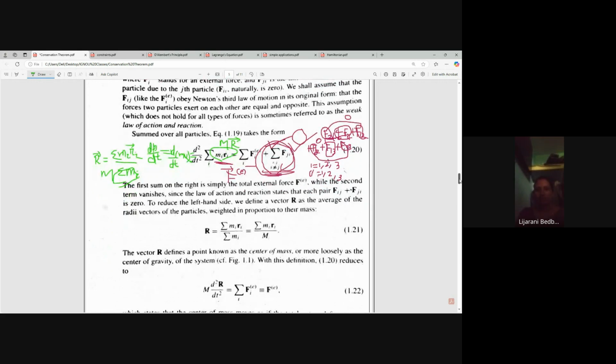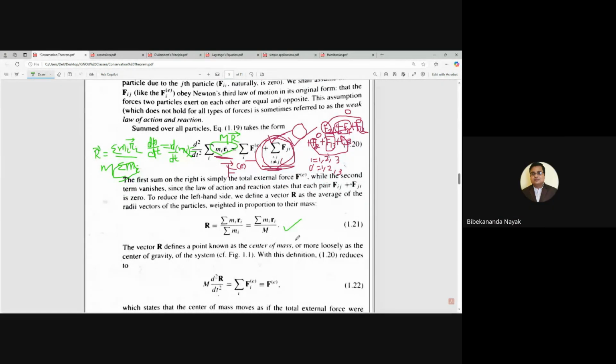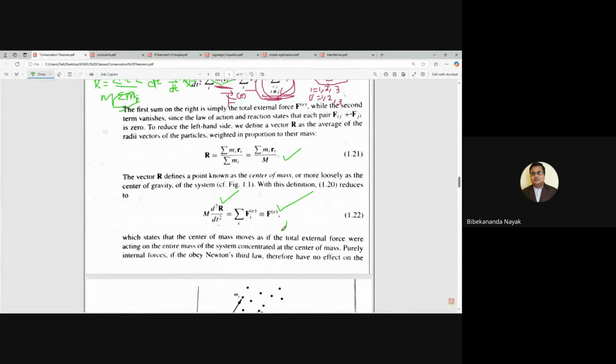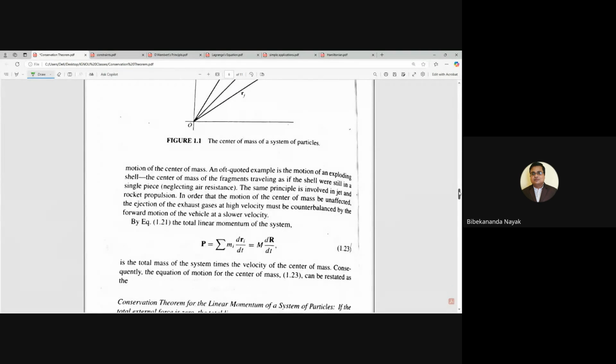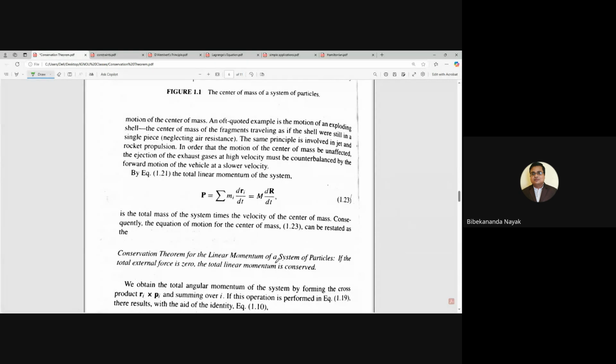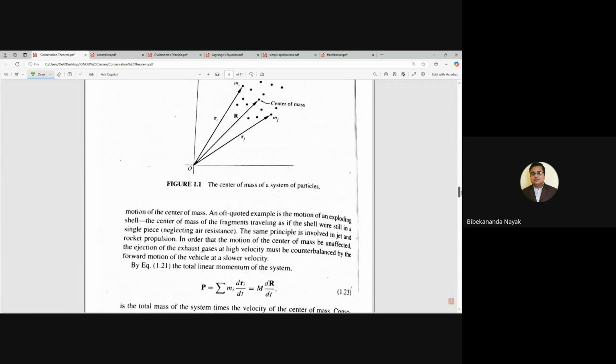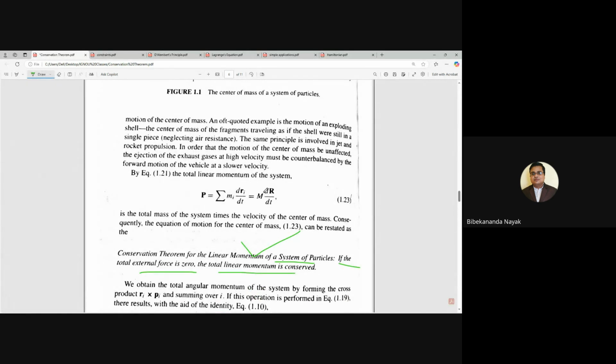So, repeating this, I can write M d square R by dt square is equal to the total external force. If the external force vanishes, this term is a conserved quantity, meaning M dR by dt, or mv, is a conserved quantity, which is the linear momentum. So this is a conservation statement: the linear momentum of a system of particles, if the total external force is 0, the total linear momentum is a conserved quantity. Because this quantity is the linear momentum, P equals mv, dR by dt.